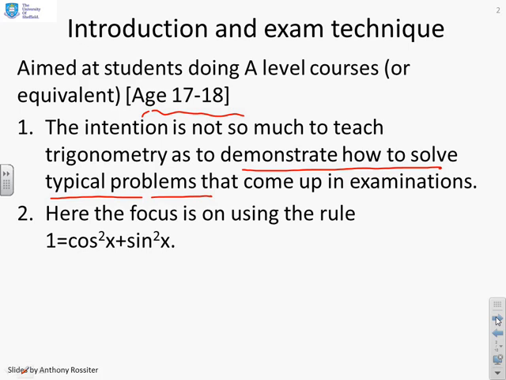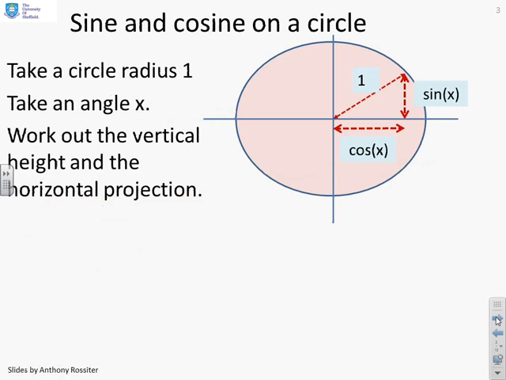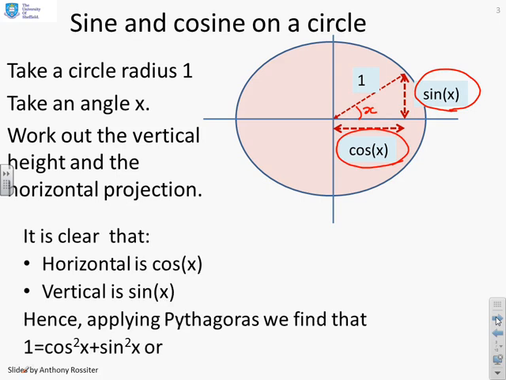And in this particular video we're going to focus on the rule 1 equals cos squared x plus sine squared x. Now first of all, just a reminder of where this rule comes from in case you weren't sure. So you take a circle of radius 1, which you see is indicated here. You find an angle x, and you can work out the vertical height and the horizontal projection. And you'll notice the vertical height is sine x and the horizontal is cos x.